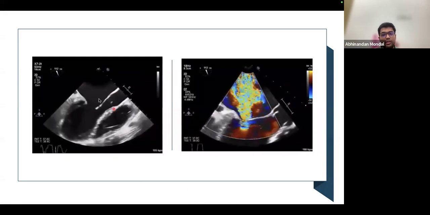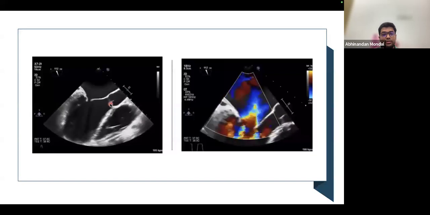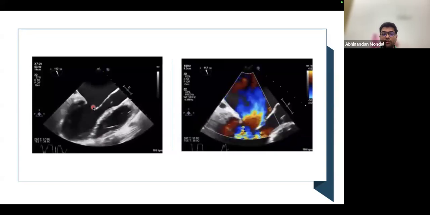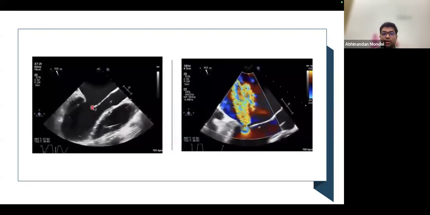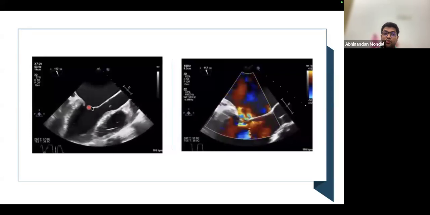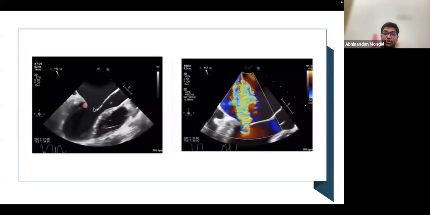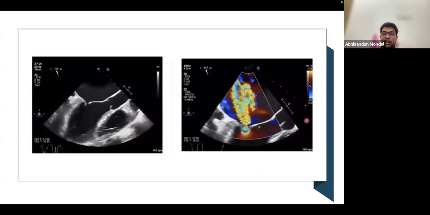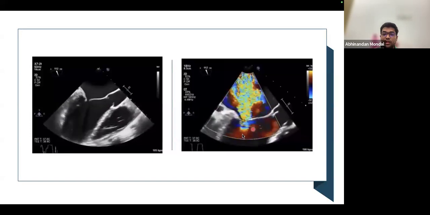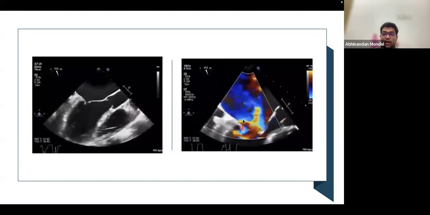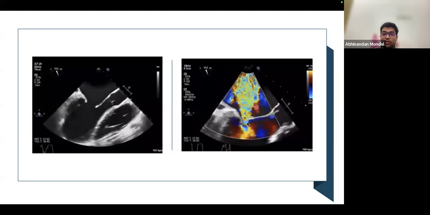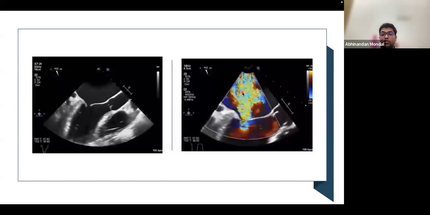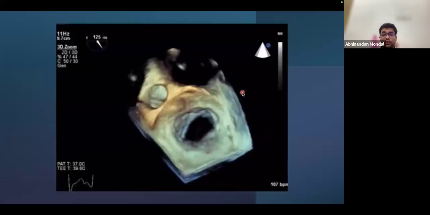Now we can see this is also a restricted leaflet. The PML is not moving at all. AML is moving, but it is unable to cover it up completely. So there is a visible coaptation gap in 2D examination. You put color Doppler. The color scale is 56. You can see a nice PISA formation over here, and you can see a torrential jet of MR. So this is a rheumatic mitral regurgitation that you are dealing with.